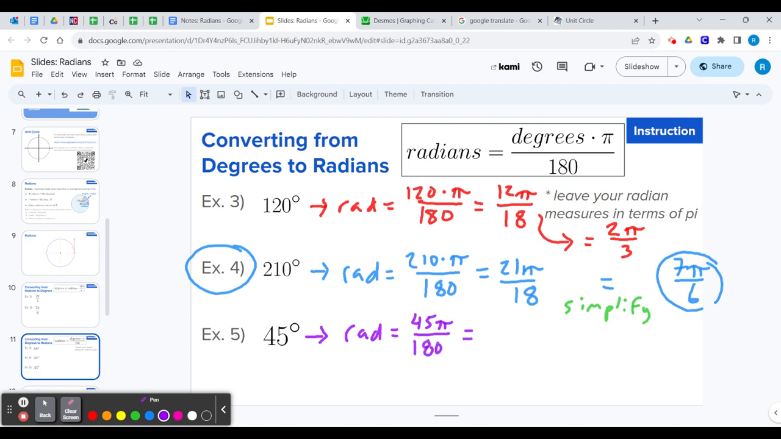This time I can't divide out 10, right? Because that 45 ends in a 5, but I can divide out 5 to at least make it a little easier to see. If I divide out 5 from both the top and bottom, I'm going to get 9 up top and 36 on bottom. So 9 pi over 36. And you might recognize that 36 is divisible by 9, so I can simplify that down even further. I have 1 pi over 4, which is just pi over 4.